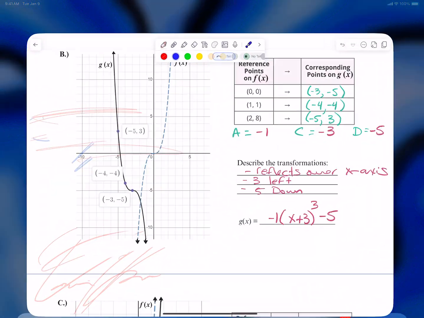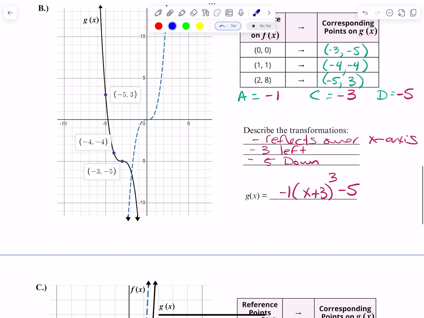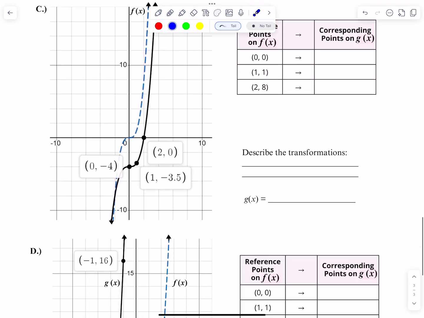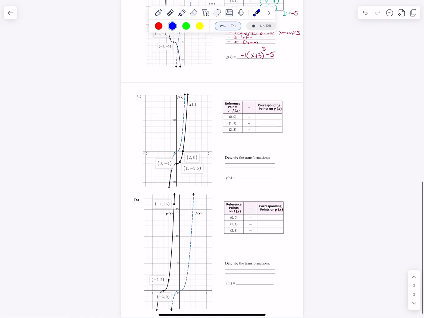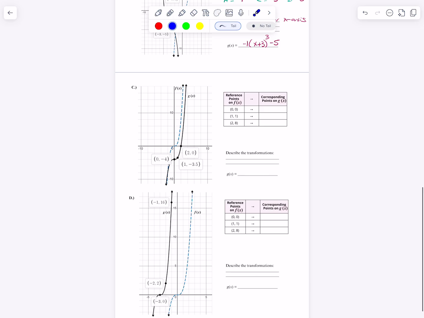Okay. So that's that. Your exit ticket for today is just to complete C and D. That's it. Just do C and D, and you are done for today.